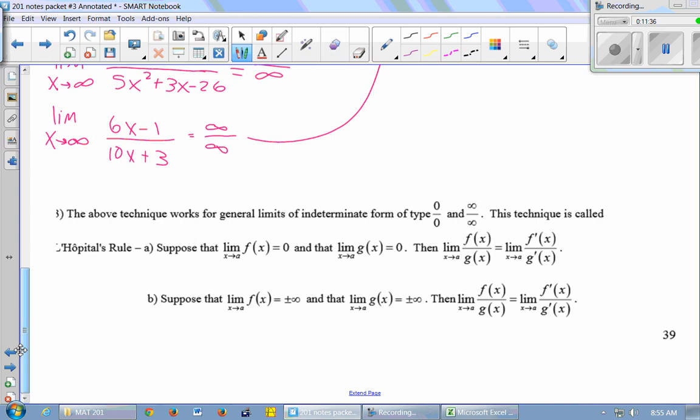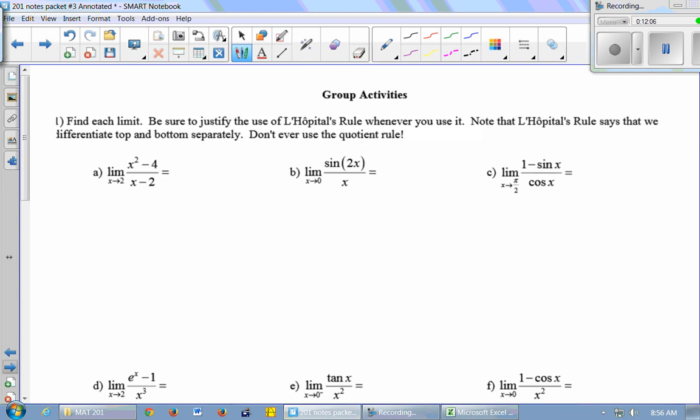So this technique works for general limits of indeterminate form of the type 0 over 0 or infinity over infinity. And it's called L'Hopital's rule. So this is just the formal statement of L'Hopital's rule. It says that if you want to take the limit of f of x over g of x and you're getting 0 over 0, you can take the same limit of f prime over g prime, and you'll get the same answer. Same thing for plus or minus infinity. Okay, your turn.